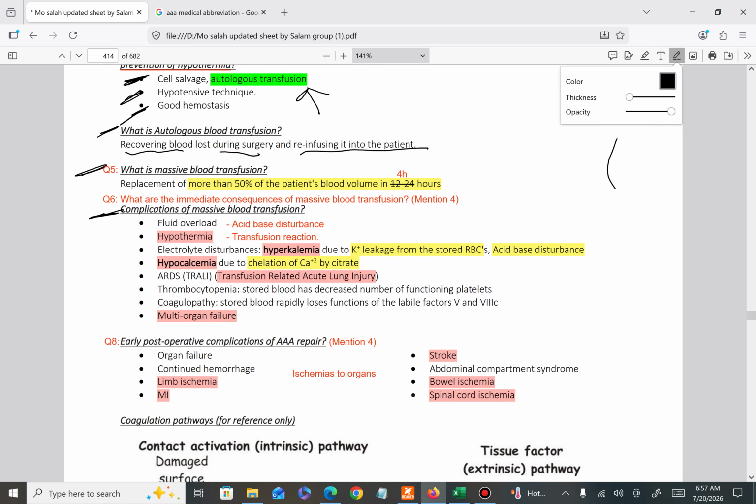So massive blood transfusion can lead to fluid overload, hypothermia, electrolyte disturbances like hyperkalemia, then hypocalcemia due to chelation of calcium by the citrate, ARDS or TRALI, transfusion related acute lung injury, thrombocytopenia, coagulopathy, okay, and multi-organ failure.